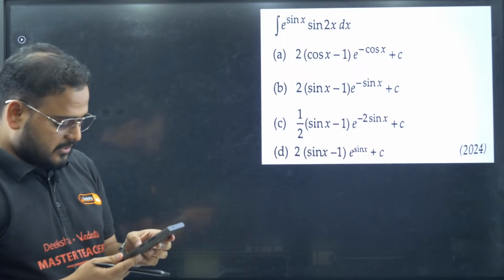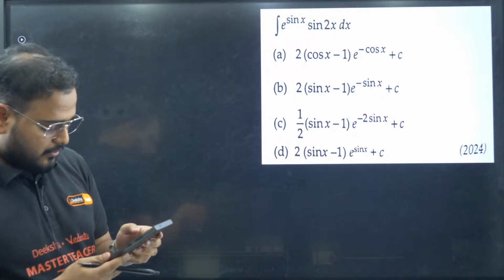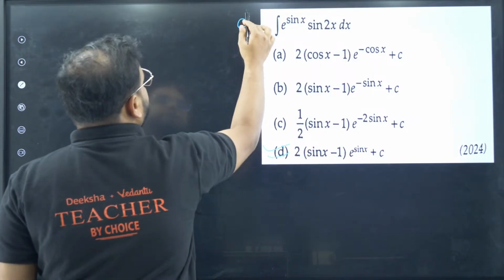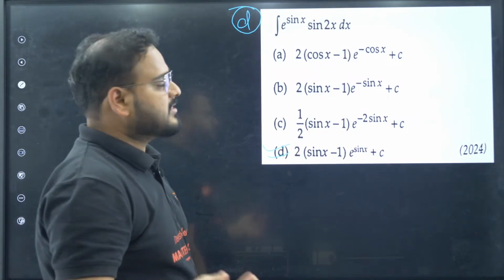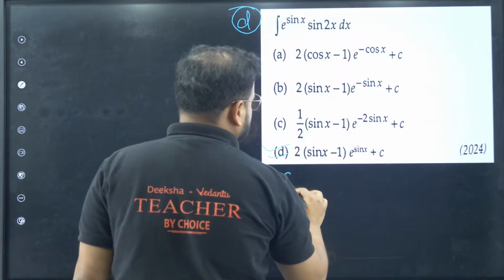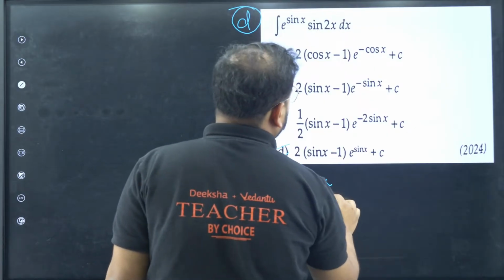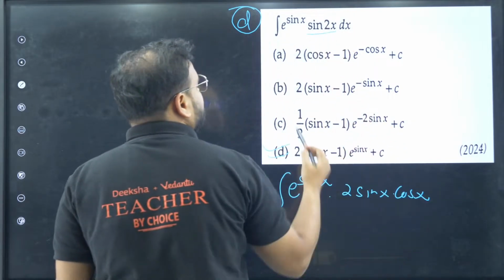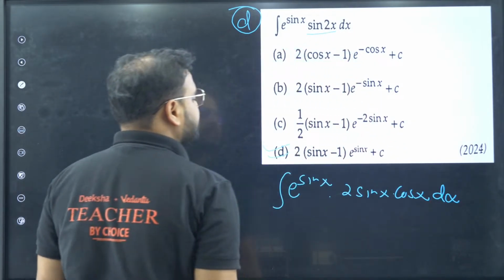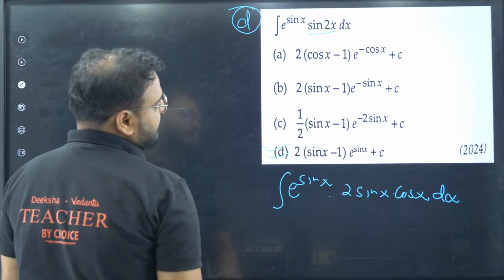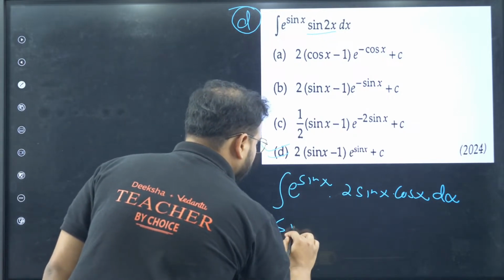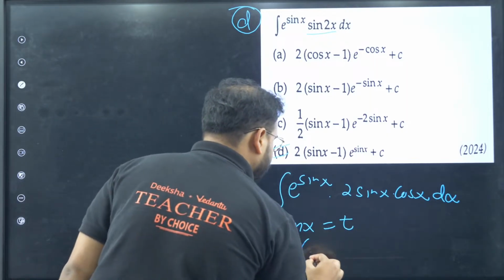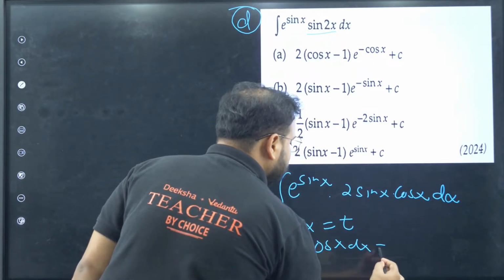I think Sagufta has given the answer to me. Hello, Alpha Kenny. Answer should be option D. That is correct. Sagufta, good. Okay, very simple question. E power sin x will keep as it is, and over here write this as 2 sin x, and of course cos x for sin 2x. This remains as it is as dx. Take the 2 outside and take sin x as t. So you'll have cos x dx as dt.